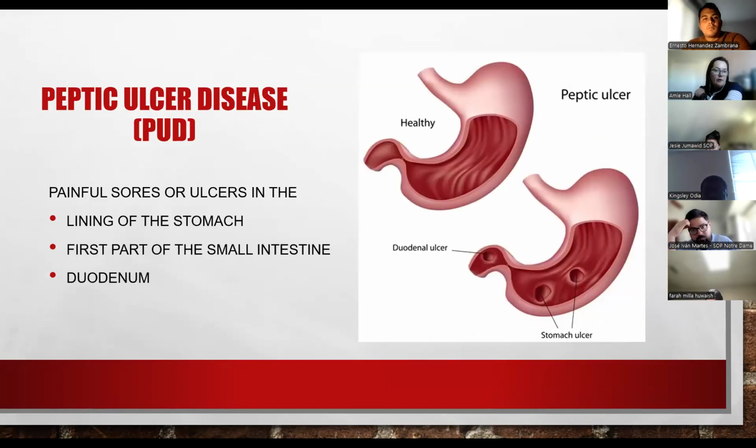So peptic ulcer disease, what is peptic ulcer disease? It's painful sores or ulcers in the lining of the stomach, or in the first part of the small intestines, the duodenum. So this is what a healthy stomach looks like. Nice, looks like sand dunes maybe inside of there, right? Nice, smooth inner lining of the stomach. When we have peptic ulcer disease, we have stomach ulcers inside the stomach, or we can have a duodenal ulcer here, which is at the start of the small intestines.